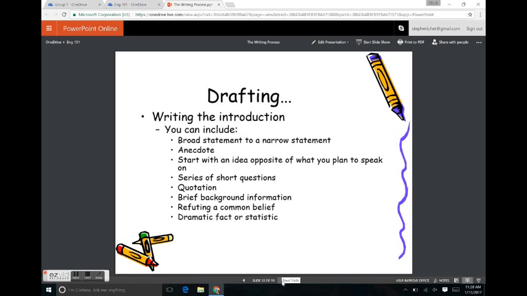But you can go from a very broad statement about just what people drink in general to a very narrow statement, and that is that unsweet tea is the best choice for a healthy drink, especially compared to beverages like soda. You can give an anecdote, that is a personal story.